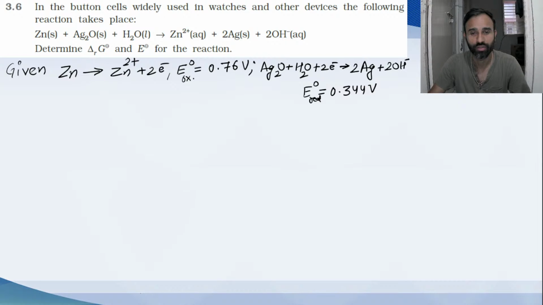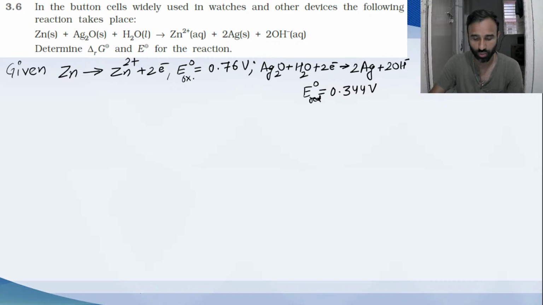Today we will do the questions from 3.6 to 3.18. Question 3.6 is: in the button cells widely used in watches and other devices, the following reaction takes place. Zn(s) + Ag2O(s) + H2O(l) gives Zn2+(aq) + 2Ag(s) + 2OH-(aq). We have to determine the delta G naught and E naught for the reaction.